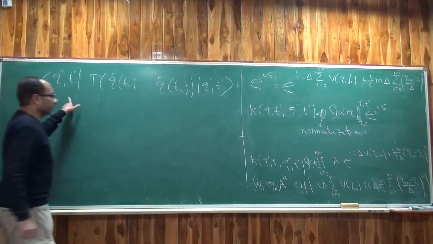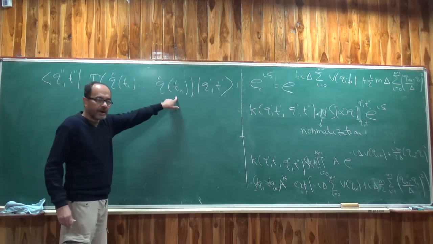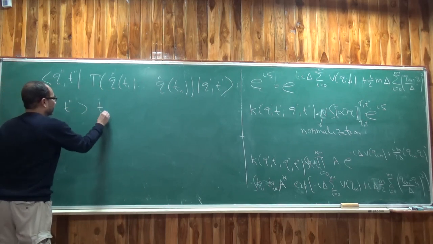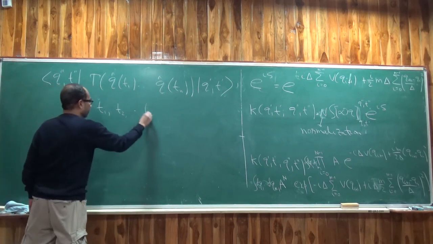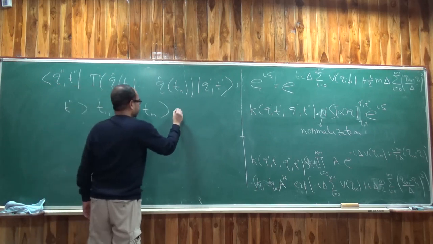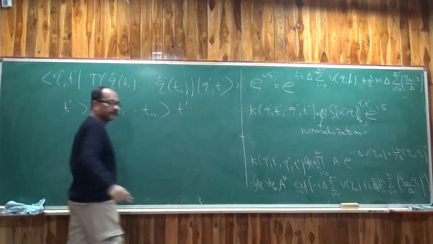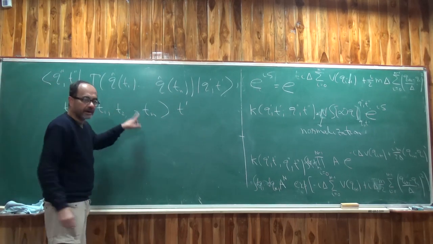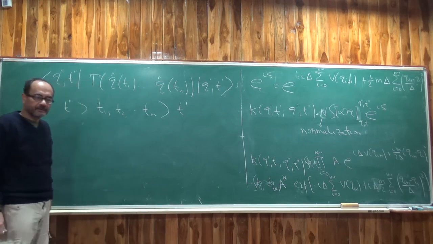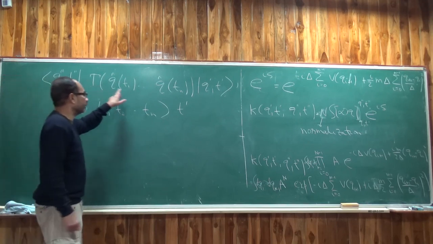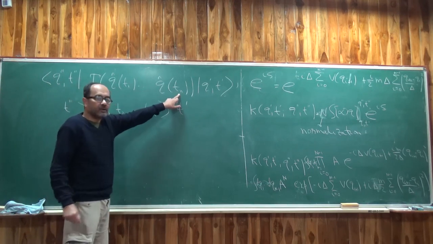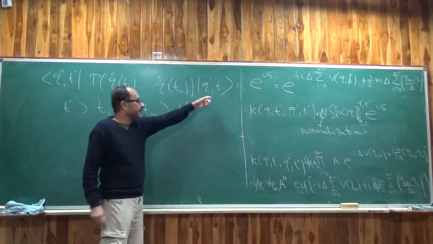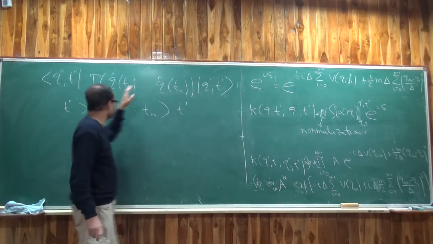Okay, so here we have a time ordered product, and we'll assume that t double prime is larger than t1, t2, up to tn, and this is larger than t prime. But these themselves have arbitrary ordering. Time ordering means that you always have to make sure that the earliest one comes to the right, the latest one comes to the left. But t prime is always earlier than everything else, and t double prime is later than everything else.